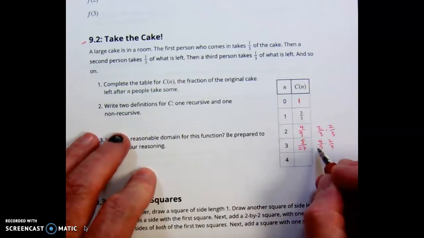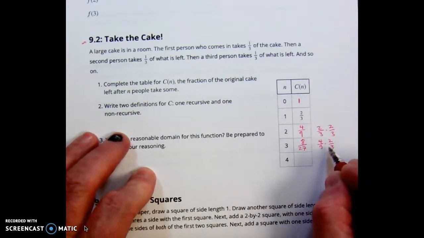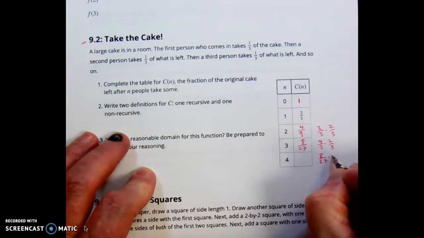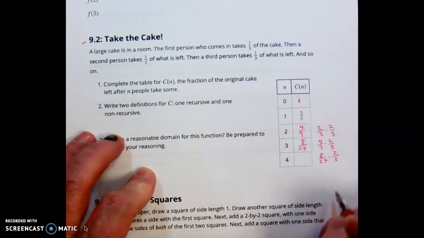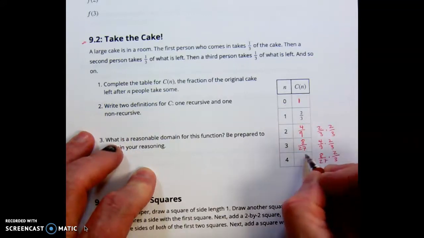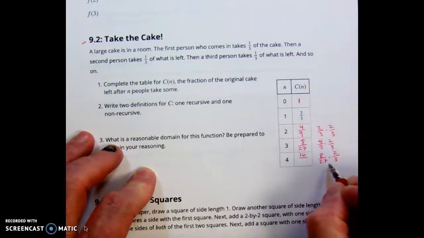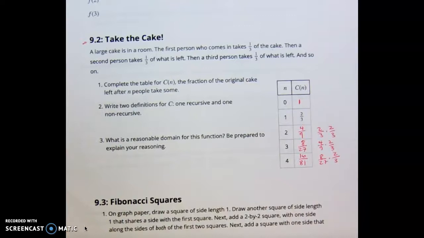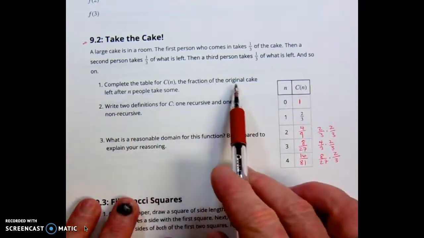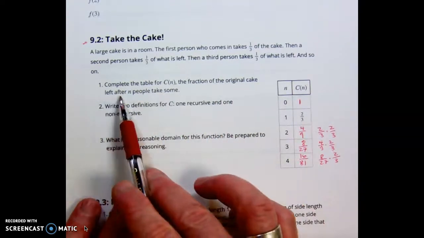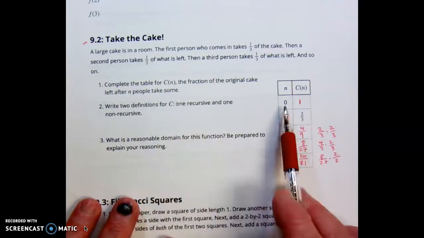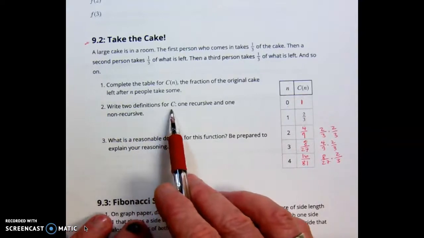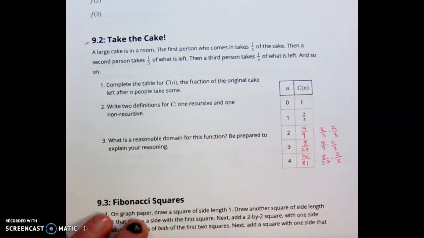Okay? The next person's going to take another third, so there's going to be 2/3 left. So 8/27 times 2/3. So 8 times 2 is 16, 27 times 3 is 81. Okay? Says complete the table for the original cake left after n people take some. So n just means which step we're on. Okay? Write two definitions for C, one recursive and one non-recursive.